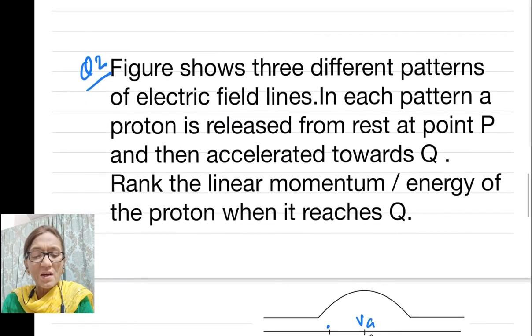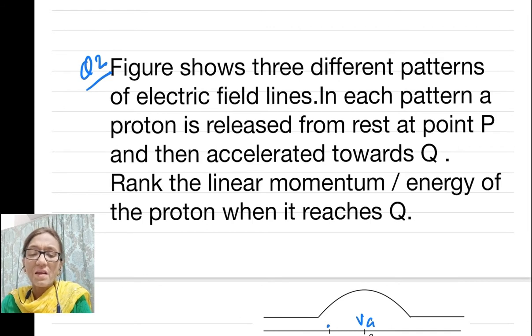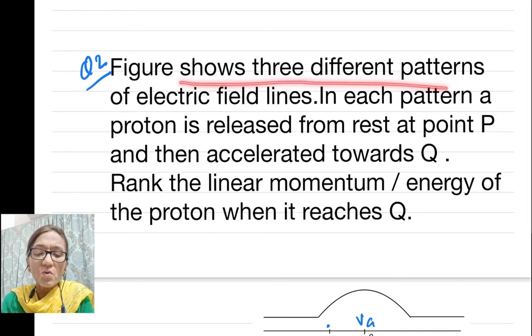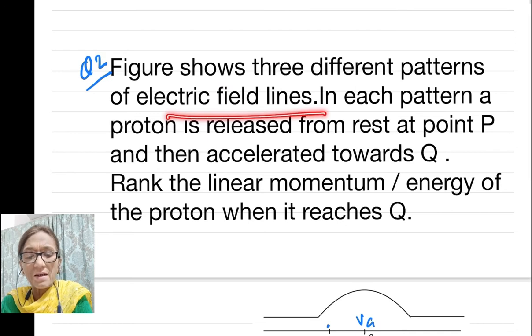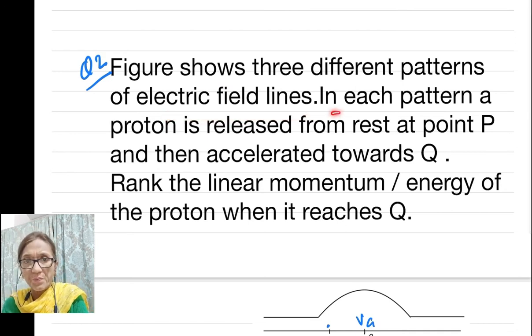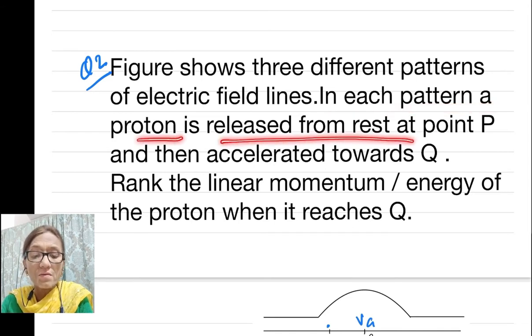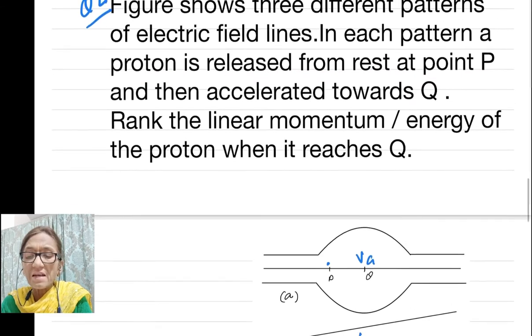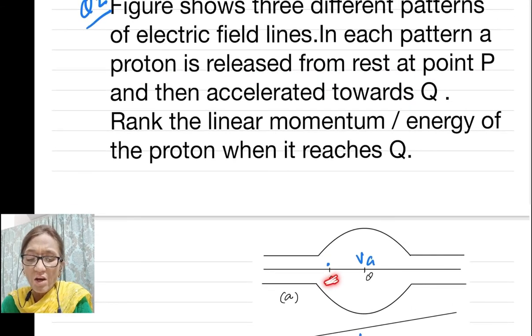Now let us do another question. Question number 2. The figure shows 3 different patterns of electric field lines. In each pattern, a proton is released from rest at point P. At point P, a proton is released and then accelerated towards Q.